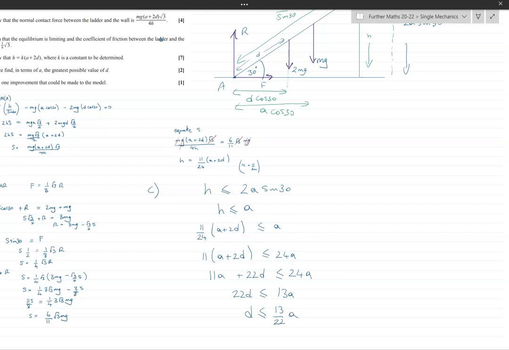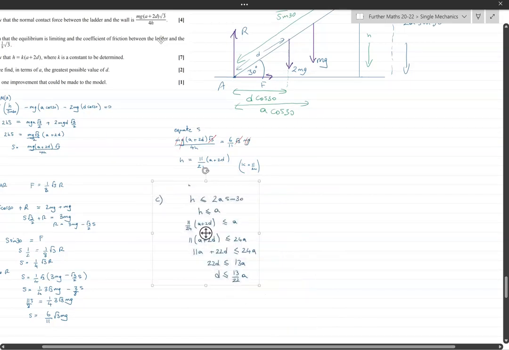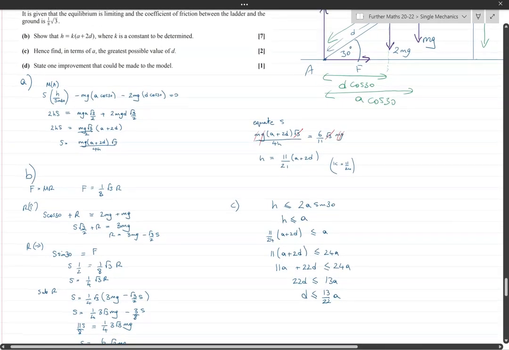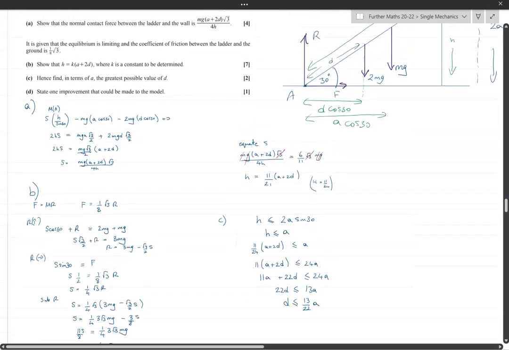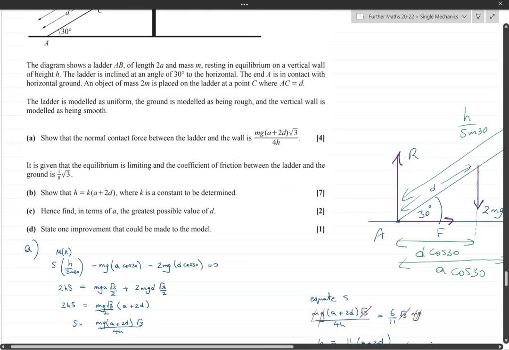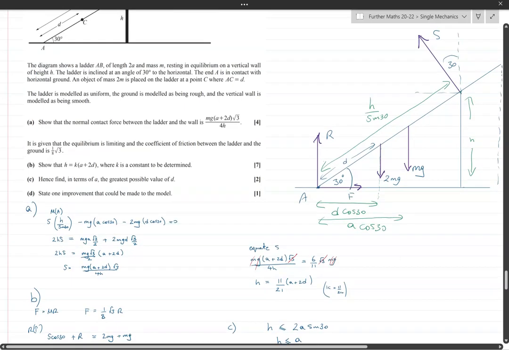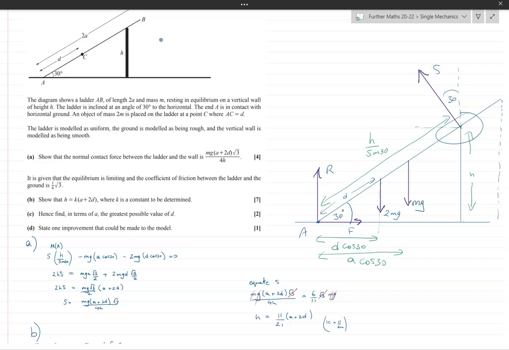So that is that. That's virtually the question done, except as there often is, there's this kind of bonus mark, almost a mark independent of anything else. Even if we've had no clue about anything else, we've still got the inevitable modelling improvement kind of question. State one improvement that could be made to the model. Well, look at the assumptions in the model, and think, can we actually improve on that? There are various things, such as that the rod is non-uniform. The most obvious one I would have thought is that the contact here is rough.